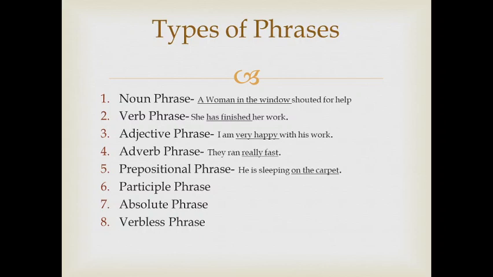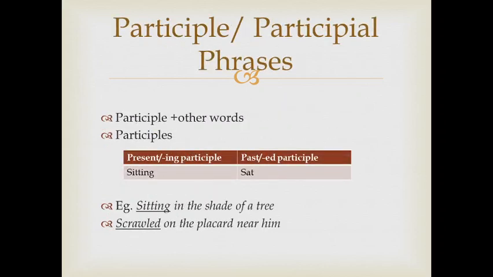Prepositional phrase. He is sleeping on the carpet. A prepositional phrase begins with a preposition: on the carpet. And it is also an adverbial phrase of place because it qualifies the verb sleeping. Where is he sleeping? He is sleeping on the carpet. And it is at the same time a prepositional phrase also. The other three types of phrases are participle phrase, absolute phrase, and verbless phrase.